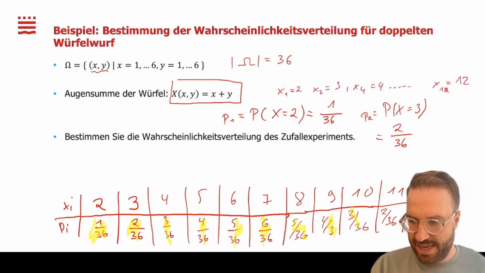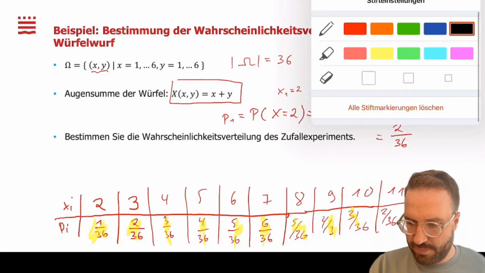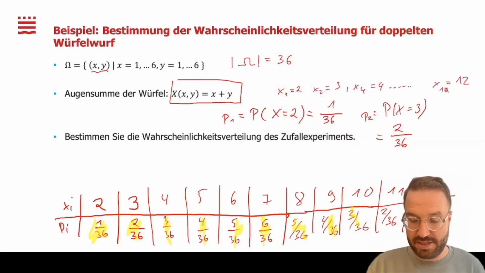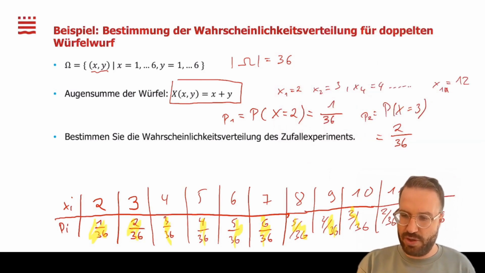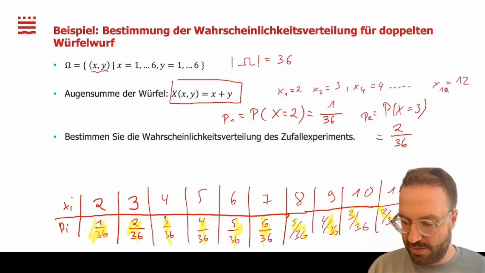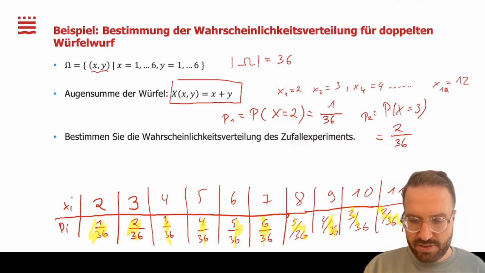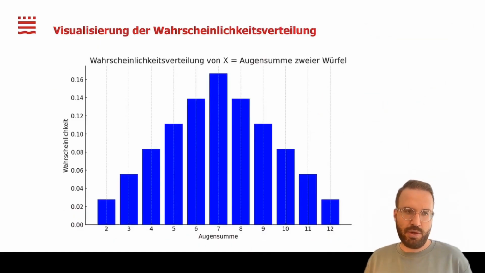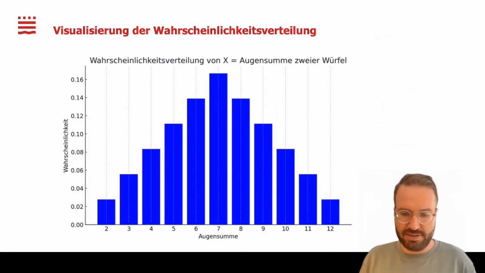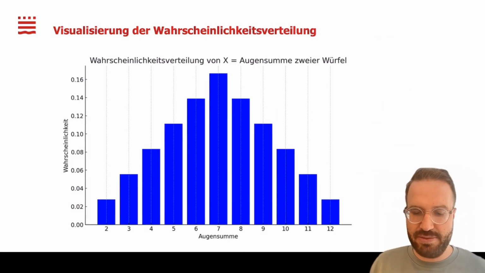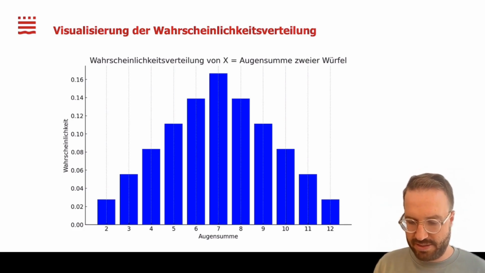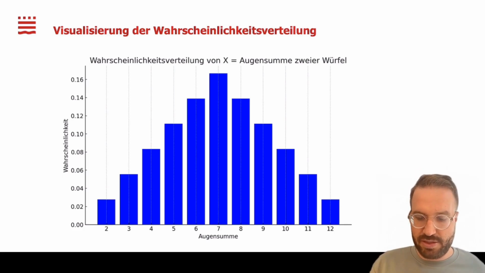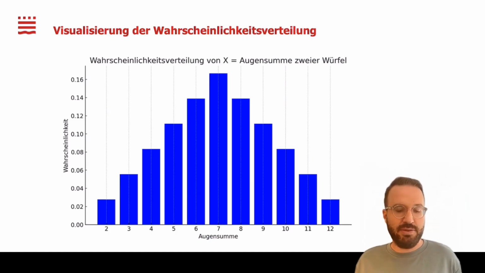Just notice what I have here. I just realized that I forgot a 36 here, so that the sum of all these values actually equals 1. And if we wanted to plot this as a bar chart, it would look like this, symmetric around the sum of 7. The sum of 7 is the highest point, while 2 and 12 have the lowest probability, respectively. Can you also think about why that is the case?